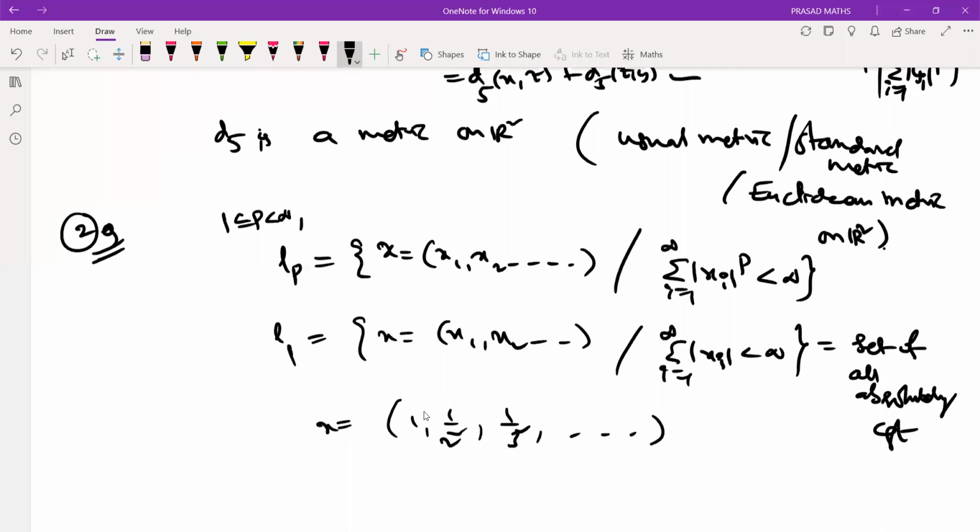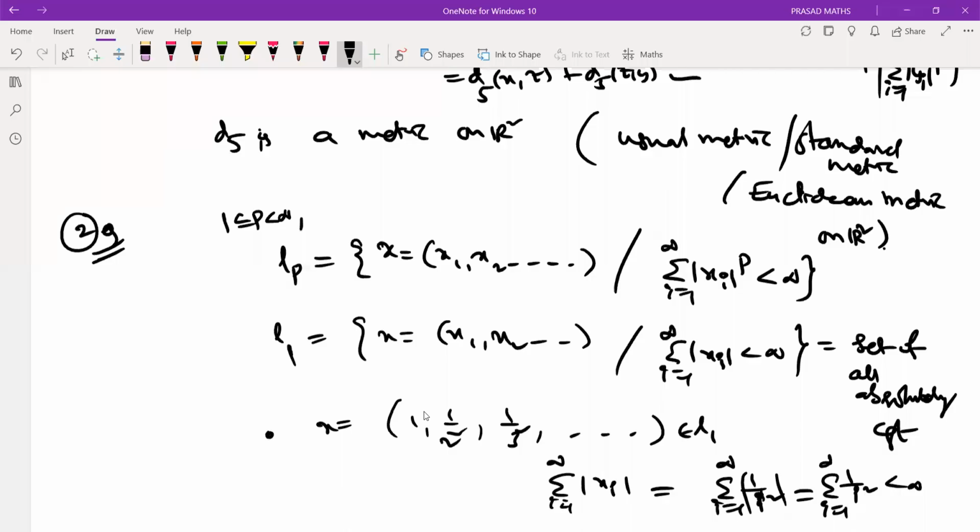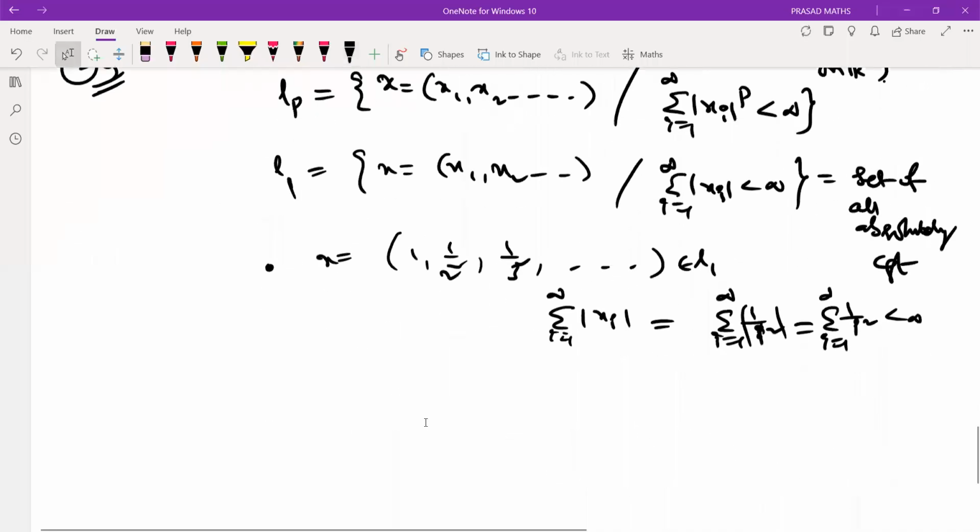This is my sequence. Is it absolutely convergent? Yes. The summation i equals 1 to infinity of |xi| is the summation i equals 1 to infinity of 1 by i square, modulus. But i square is always positive, so no need to take modulus. This is convergent by the p-test. So this is absolutely convergent. Hence it is an element of L1. Understand? So this is my L1.